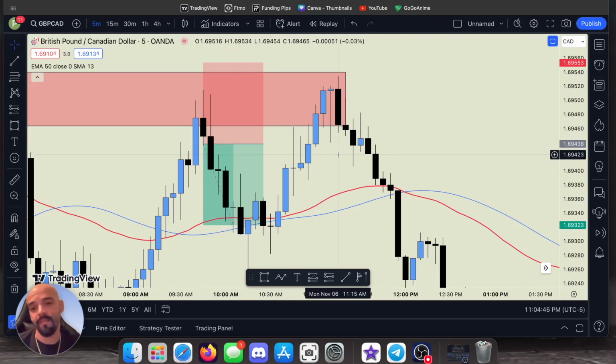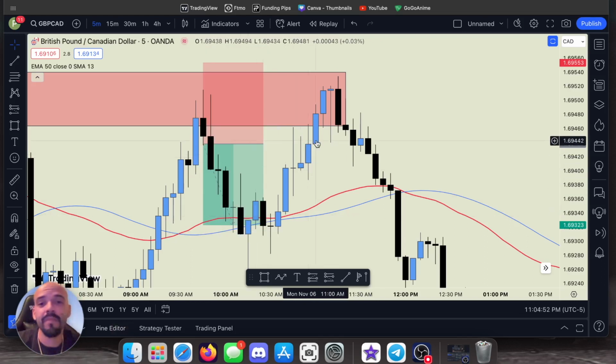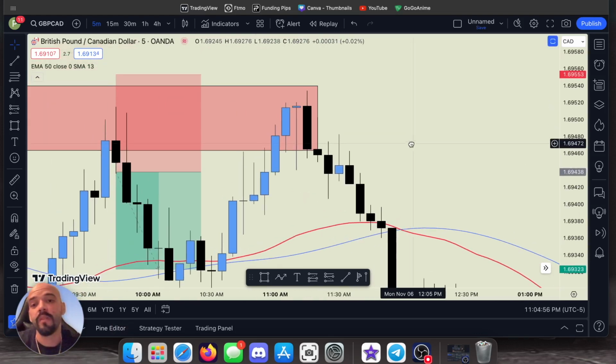And guess what? It happens again. Price tends to come back up into the zone. And what are we going to do? We are going to wait for the break of candle.